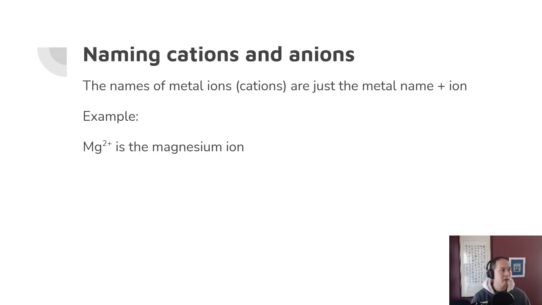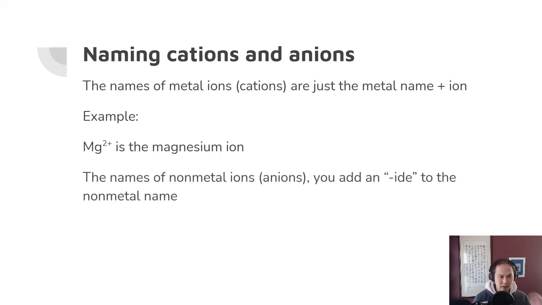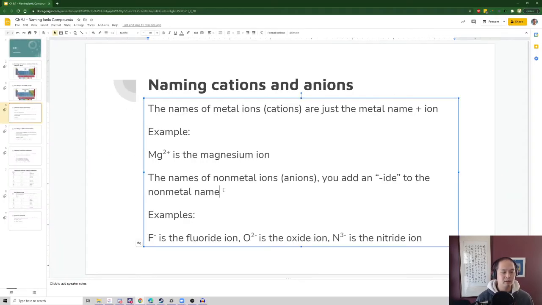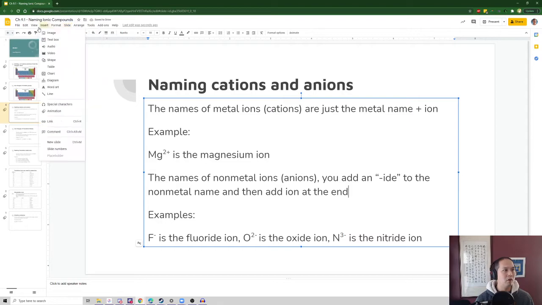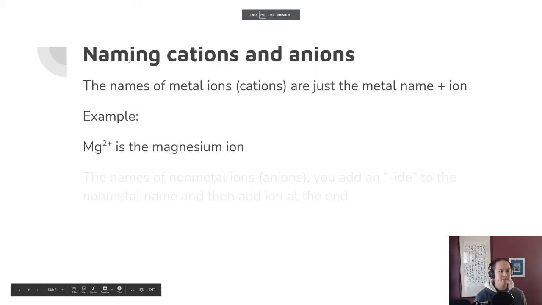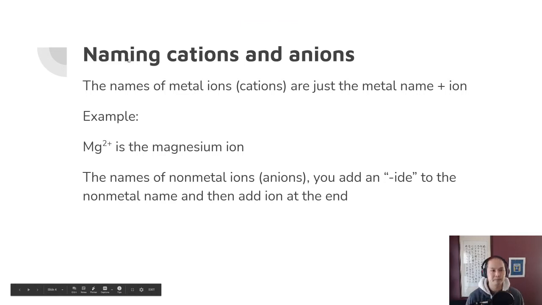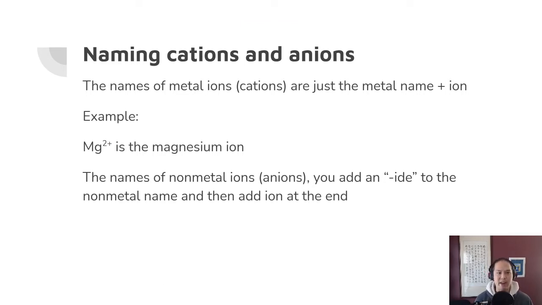It's very straightforward. For the non-metal ions, or the anions, it's a little bit more complicated, but again, still pretty straightforward. You're just going to take the non-metal and add the suffix "ide," I-D-E, to the non-metal name, and then add ion at the end. So it's non-metal, change it to "ide," and then add ion at the end.